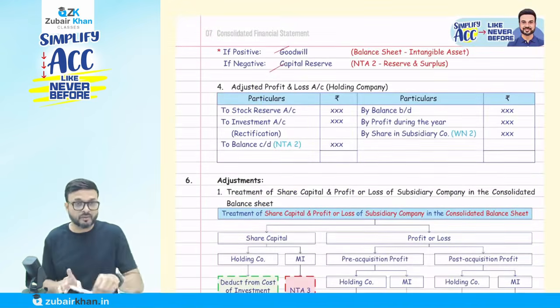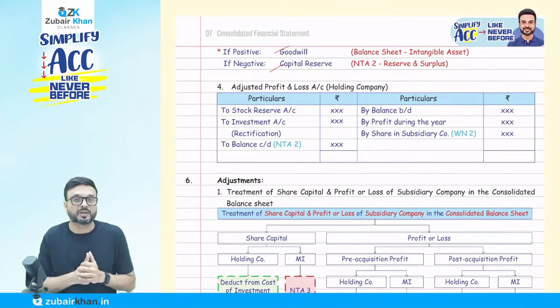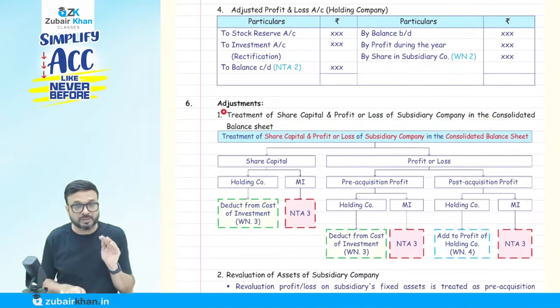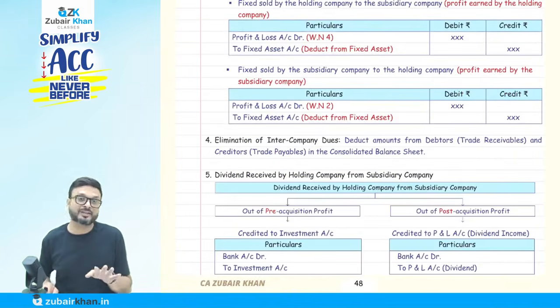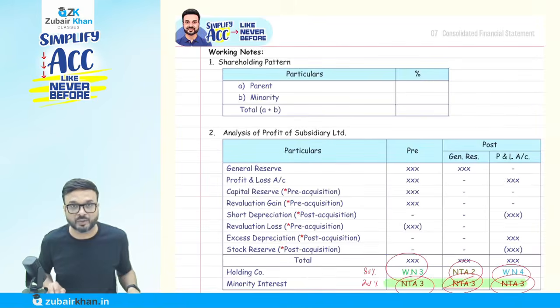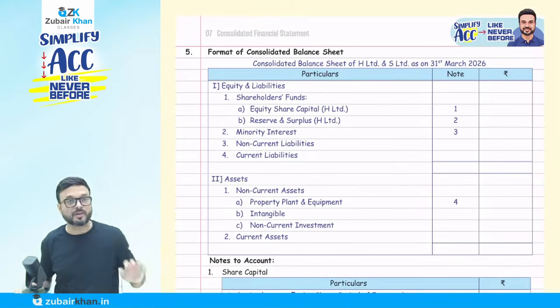Okay, don't worry. Even if you understand 50% of what I've discussed till now, it is more than enough, because when I discuss the question, all these steps will come up there. Don't worry about these adjustments. In section 6, all the adjustments are given one by one, and I will discuss each of them with you. But for the time being, understand the 4 notes to account.